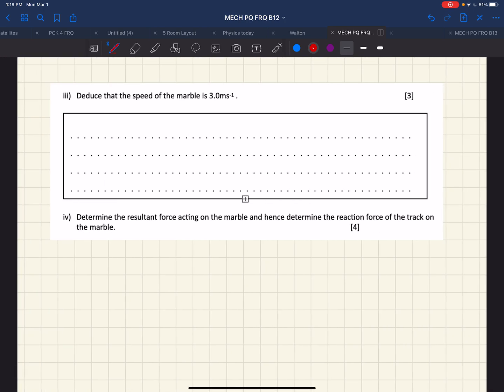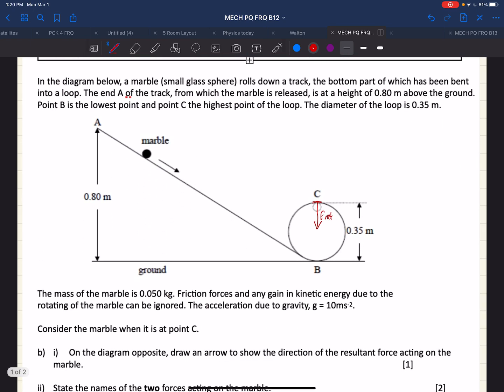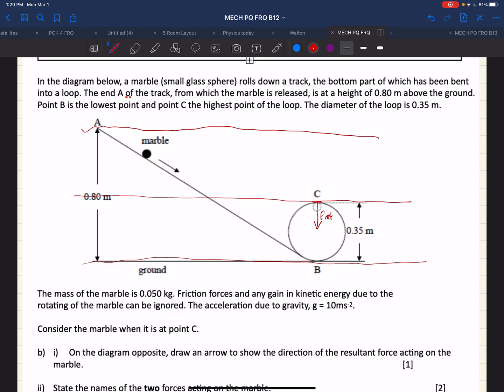Deduce that the speed of the marble is 3.0 meters per second. Well, whenever we have changes of speed and changes of height, we should be thinking about conservation of energy. So we have some potential energy up here, and we have a different level of potential energy here, and a different level of potential energy here. So this, the total energy we have at the top, and this is the potential energy equal to 0 at the bottom. And let's say this is the potential energy at C.